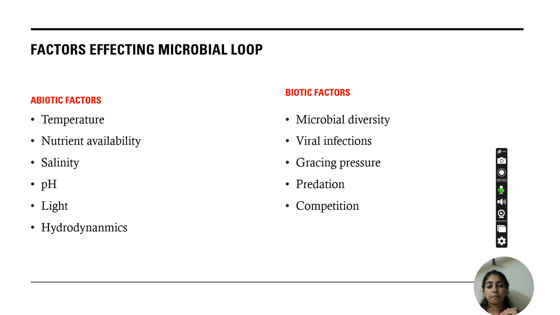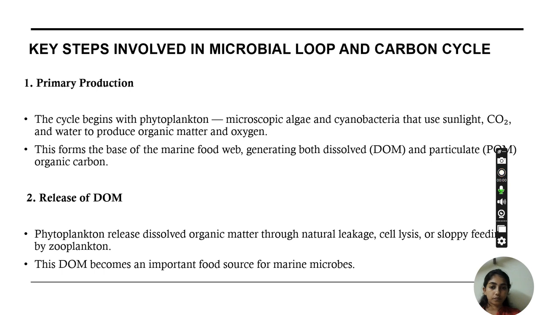Next is competition. As the microbial population increases, there is a demand for nutrition, and competition for nutrition and space occurs. So this also impacts the microbial loop. Next is key steps involved in the microbial loop and carbon cycle. This is a much more important topic.